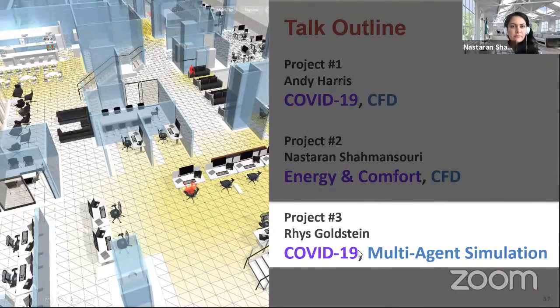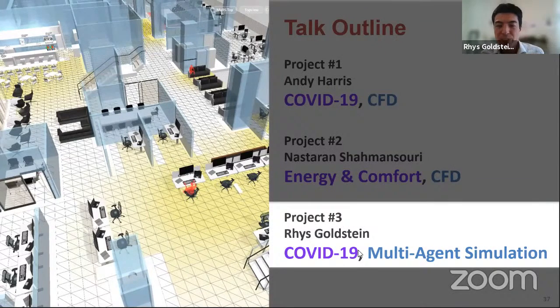My area of research is human behavior in buildings and multi-agent simulations. So that's what we'll be talking about now. Notice that in the previous 2 projects, we were looking at highly detailed airflow models, trying to capture how the air is actually flowing, what temperature it is at different points in space. But both Andy and Nasran also showed us more detailed occupant models than what's normal for energy modeling, because you actually had specific locations of people either in the restaurant or in the office. But now we're going to go a step further.